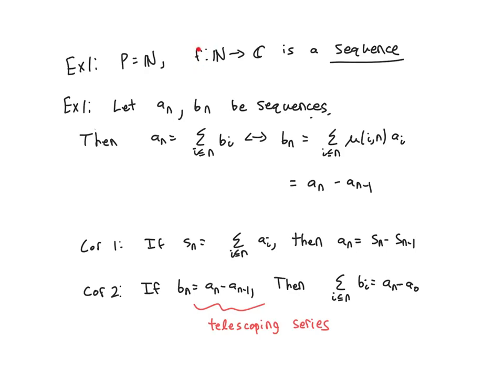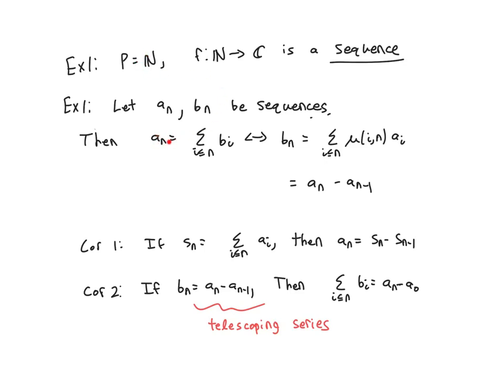Here it's worth pointing out that a function from the natural numbers to the complex numbers is usually known in calculus courses as a sequence. So here the statements can be interpreted as sequences. So let a_n and b_n be sequences. So this is the role of f, this is the role of g. And this is our partial order.